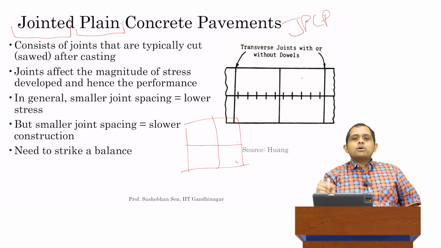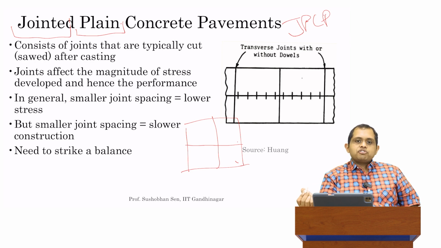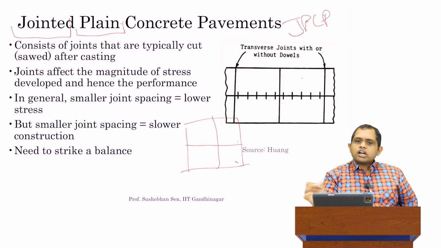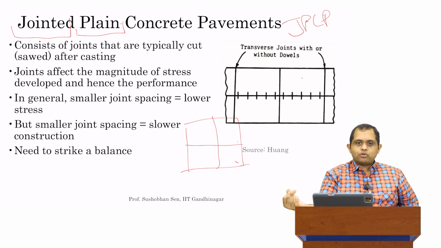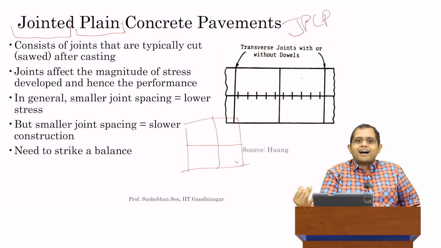So jointed plain concrete pavements are concrete pavements which are plain, so within each slab you don't have any steel, and they are jointed. In other words, you have certain joints which in turn create these individual slabs. Now, why do we have joints? In theory, you don't have to have joints. You can have a continuous concrete that doesn't have joints. Indeed, if you are sitting inside a building right now which has a concrete slab for a floor or a ceiling, you are looking at an unjointed concrete slab.